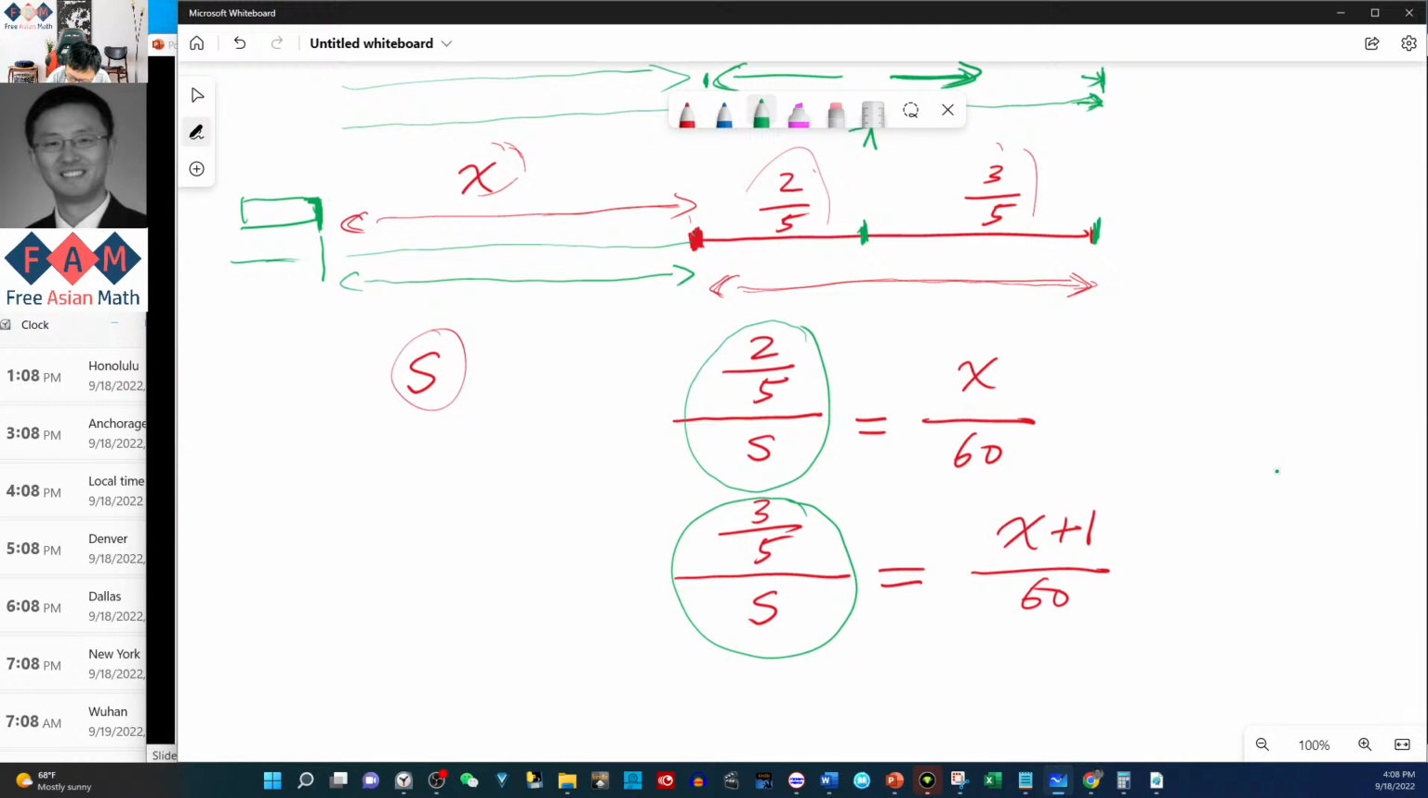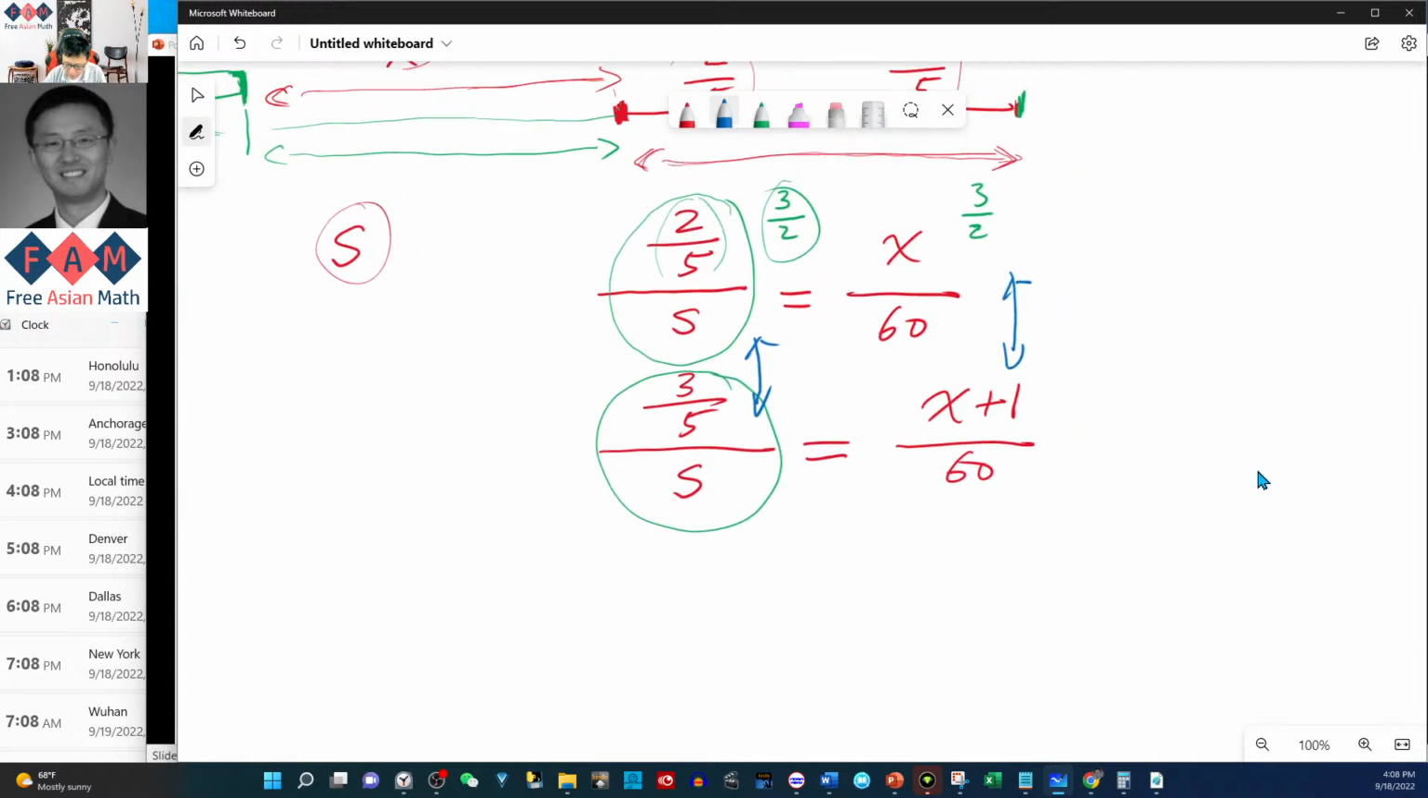If you multiply 3 over 2, or 1.5, on both sides of the first equation, then you will get the same quantity on the left hand side for both equations, right? Because this is 2/5, this is 3/5. So if you times 1.5, 3 over 2, this will be equal to that. And that means that on the right hand side, they will also match each other. So that is the idea. So why don't we just do that?